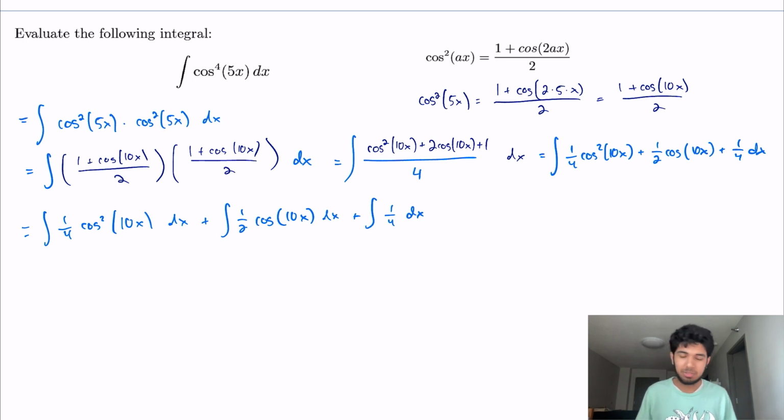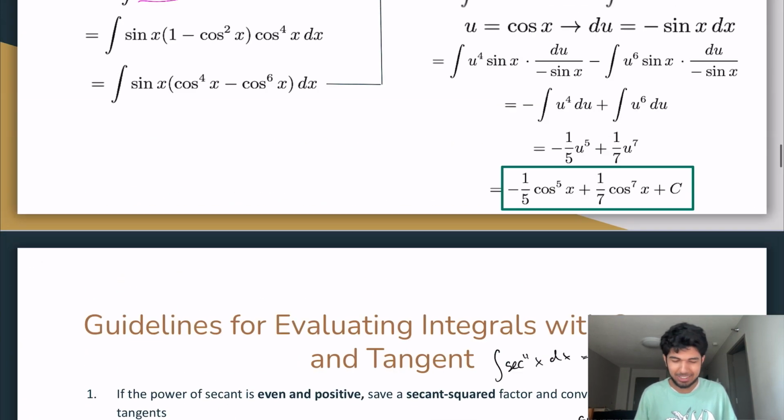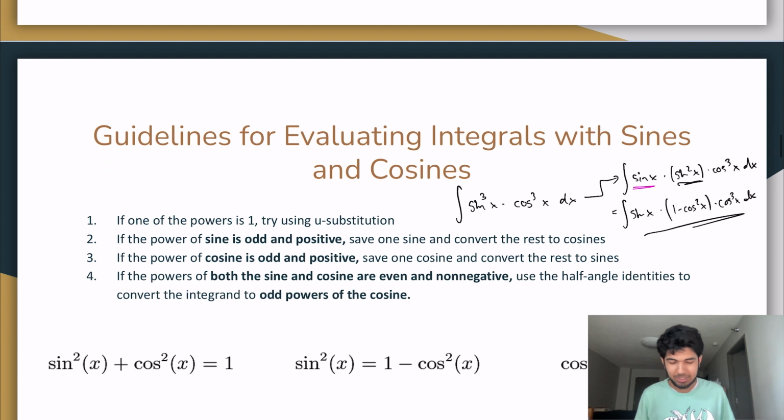The first integral, maybe not so easy. It's a cosine squared term. So what does that mean we have to do? Well, if you're saying, look at the guidelines, that would be a good start. Let's scroll back and look at the guidelines. It's not the first guideline, not the second, not the third, it's the fourth one again, which means we have to use the half angle identity again.